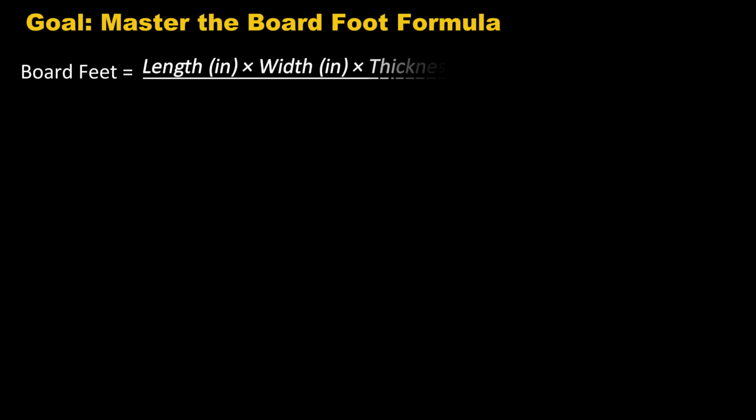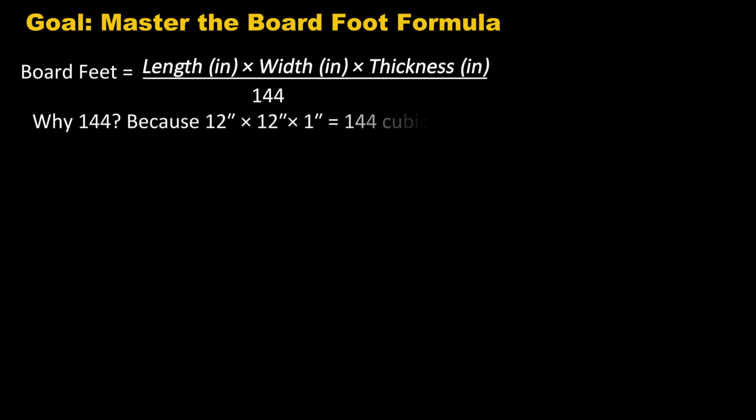By the end of this scene, you will be able to identify the components of the board foot formula and use them to calculate the volume of a standard piece of lumber. To calculate board feet, we use a simple formula based on the volume of the piece in inches. We take the length, multiply it by the width, and then multiply that by the thickness. We divide the total by 144 because, as we discussed, one board foot is 144 cubic inches.